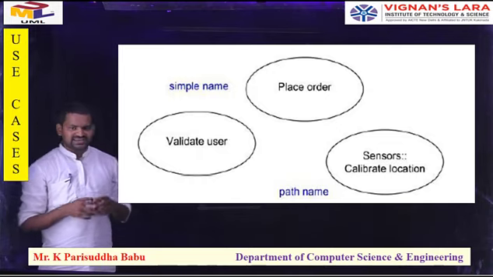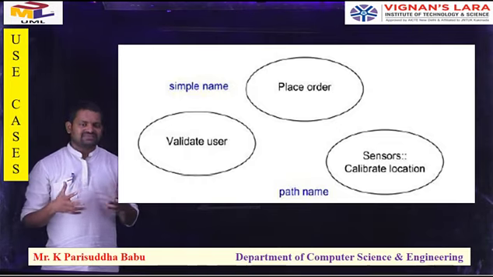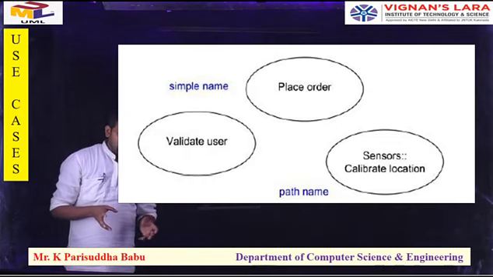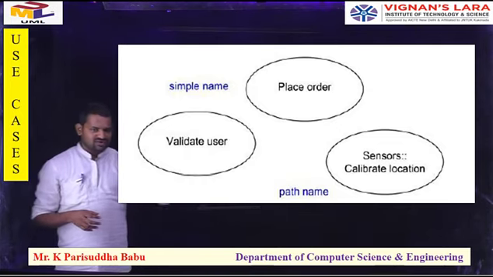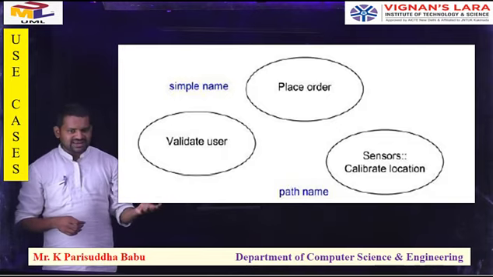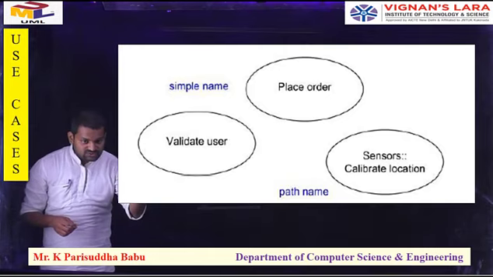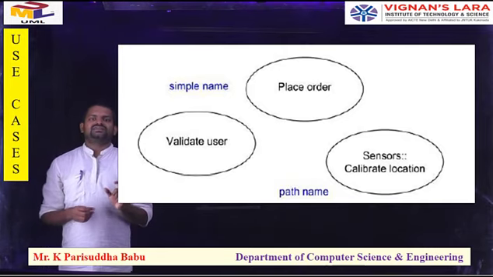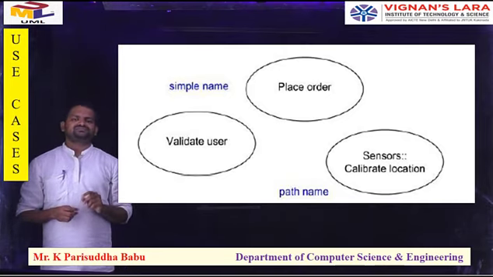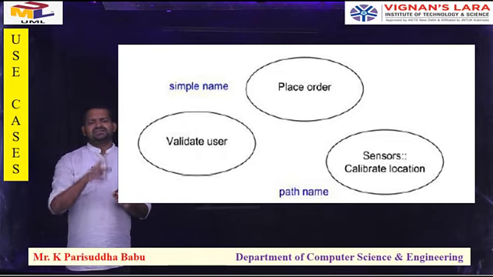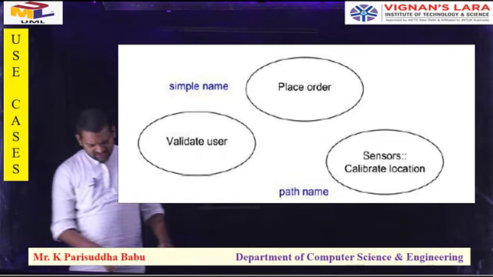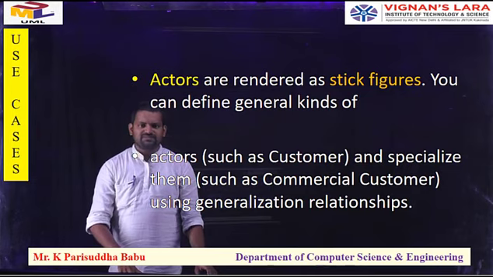Likewise we can write a path name also. Place order and validate are the two simple names, and sensors, scope resolution operator, collaborate location is the path name available here. So likewise we can create a path name.